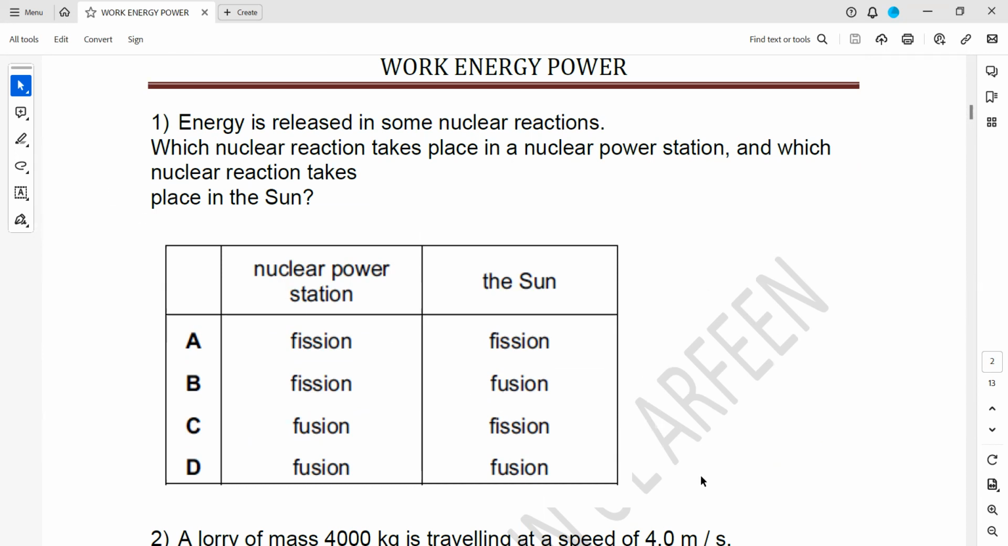Energy is released in some nuclear reactions. Which nuclear reaction takes place in a nuclear power station and which takes place in the sun? So a nuclear power station uses fission, and the sun uses fusion. So fission and fusion, so it matches option B.